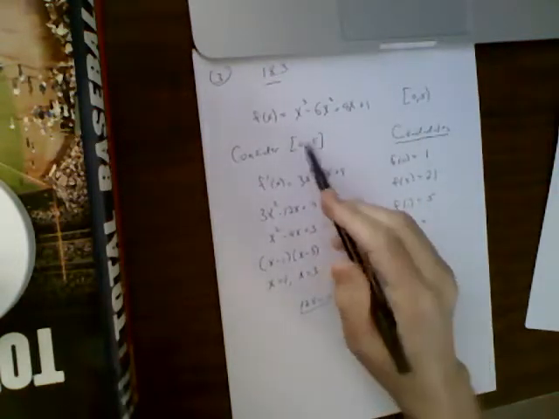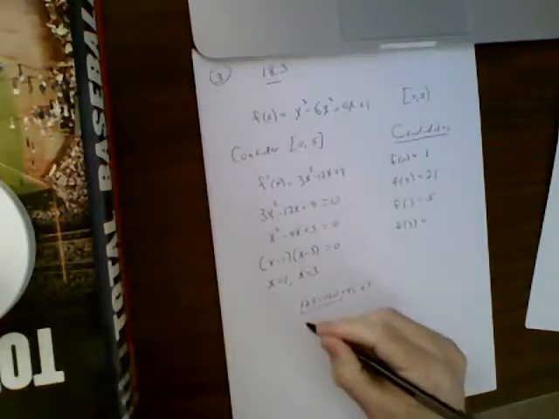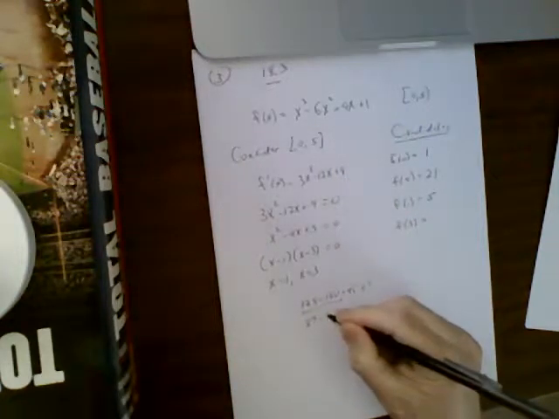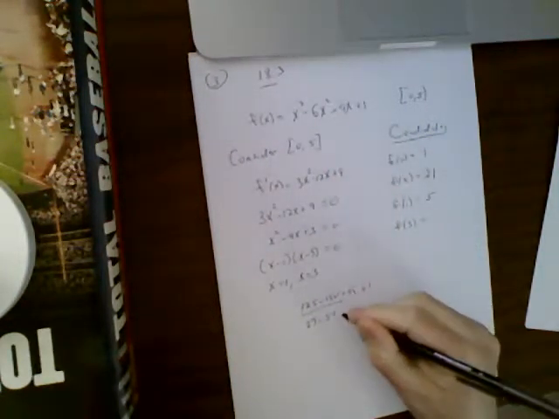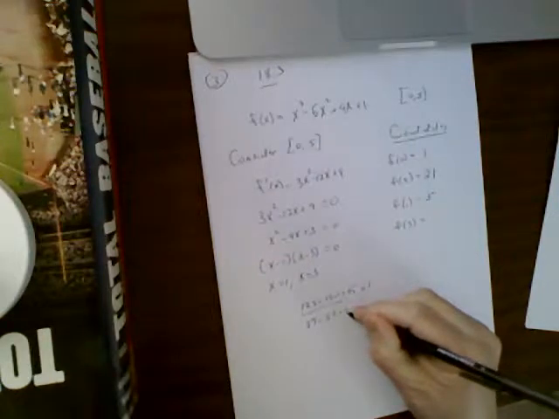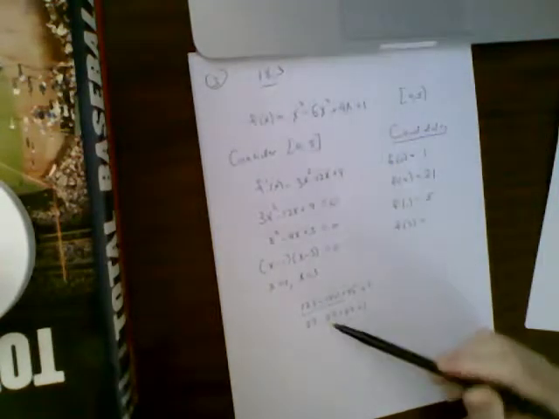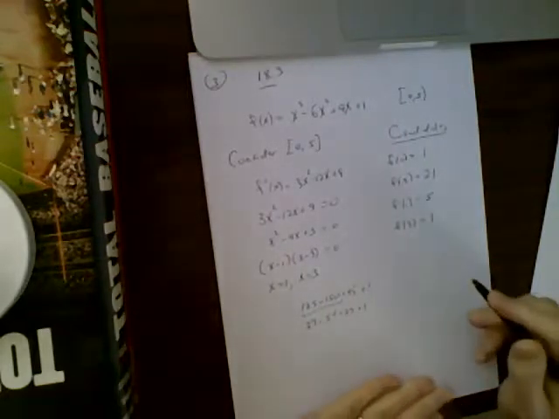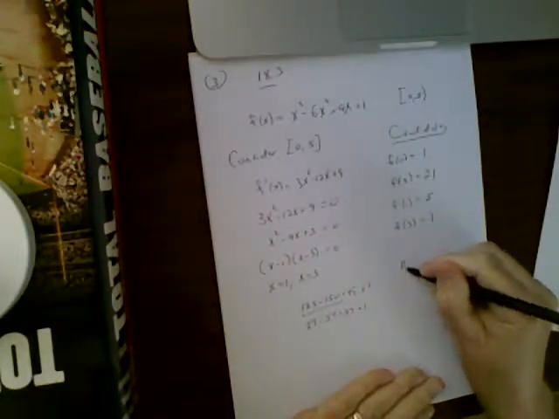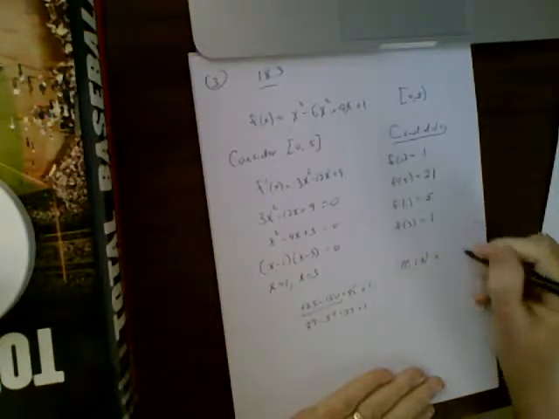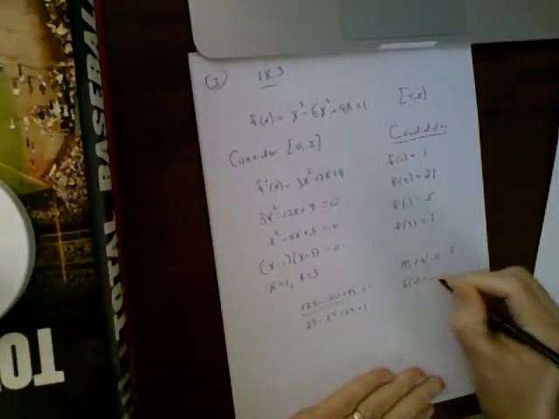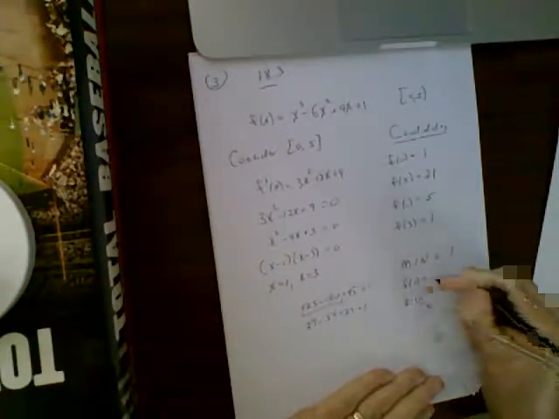And when you plug in 3, 3 cubed is 27. Minus 6 times 9, so that's minus 54. Plus 9 times 3, that's plus 27. Plus 1, so you get, again, 27 minus 54 plus 27 plus 1. That comes out to be a 1. So what we get is the minimum value is 1 occurring at 0 and at 3.